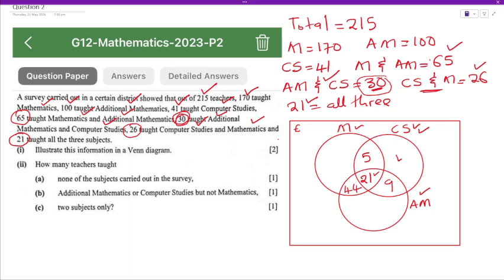Okay, now we go to these regions. How do you find the values to put there? We now look for the totals for each set. Then you subtract what we already have in each set. Okay, so let us start with mathematics. First of all, clean up. So math, what is the total for math? Allow me to clean up here by erasing some of these values.